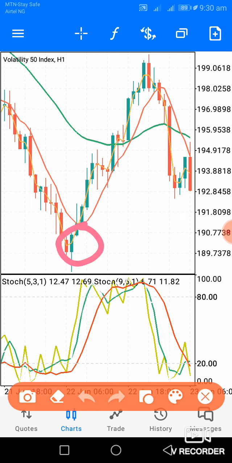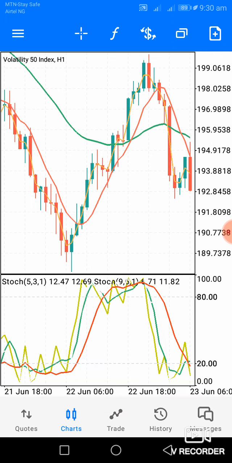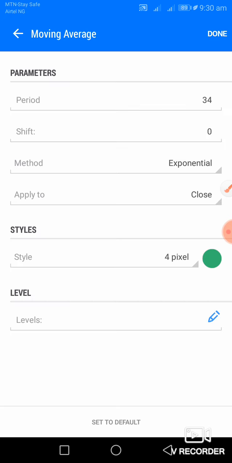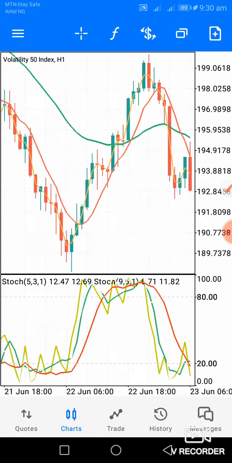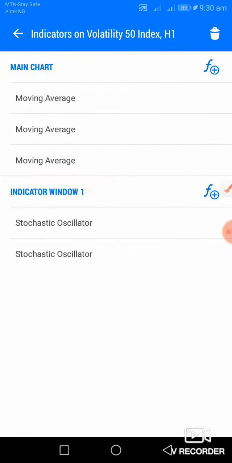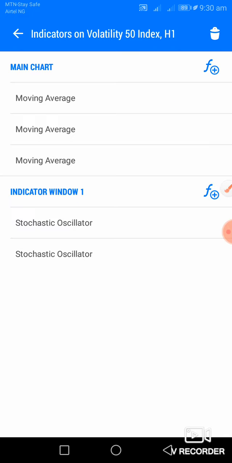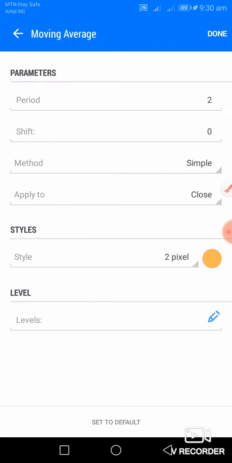Can you see this area that I drew? And can you see this? So we are using the stochastic and the moving average. Sorry for those of you that don't have the setup of this strategy, screenshot it guys. This is the first moving average. I don't have much time. Screenshot it. This is the setup. I decided to give this for free. This is the setup. Screenshot it and set it.